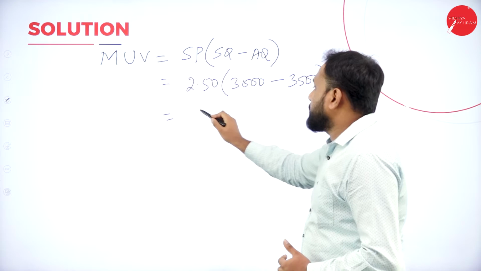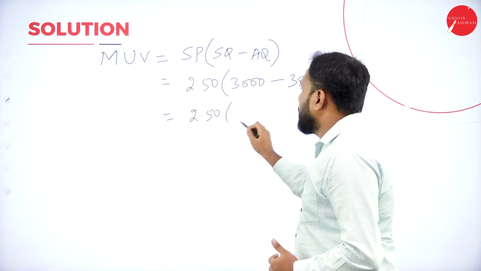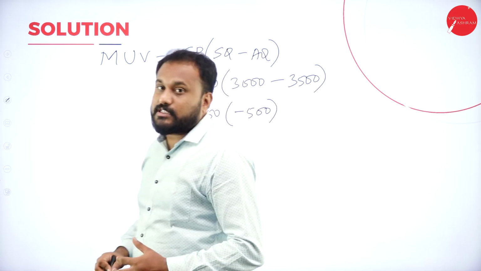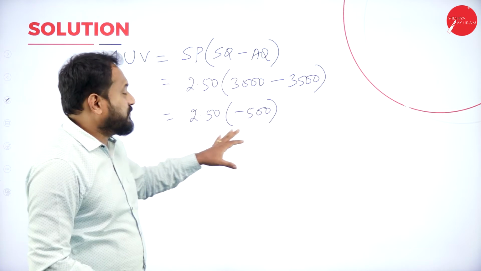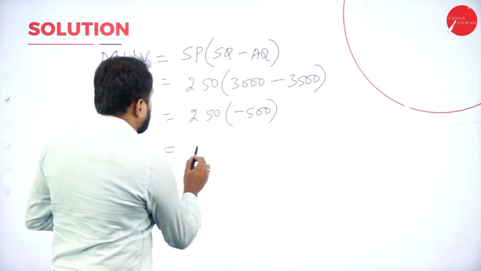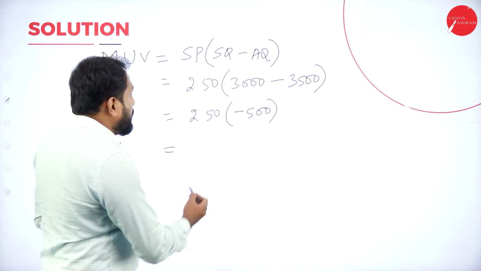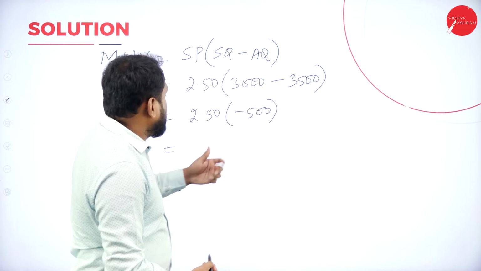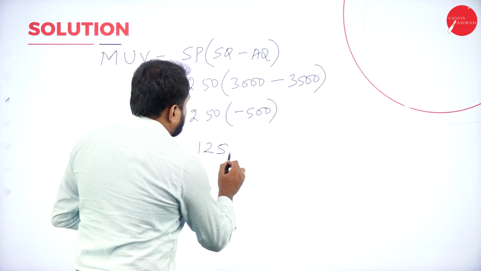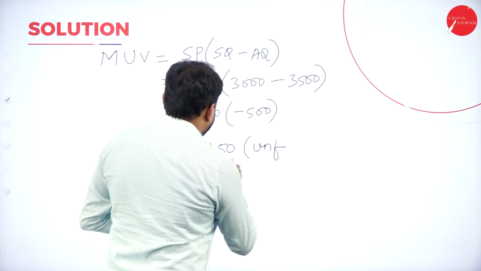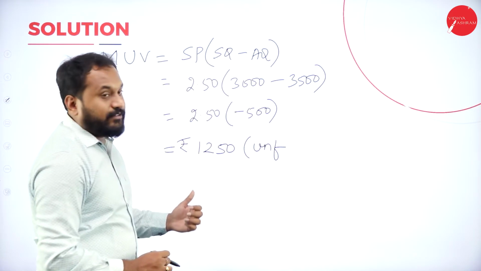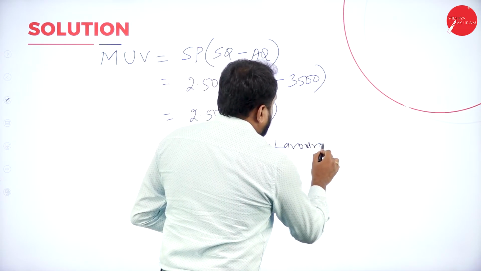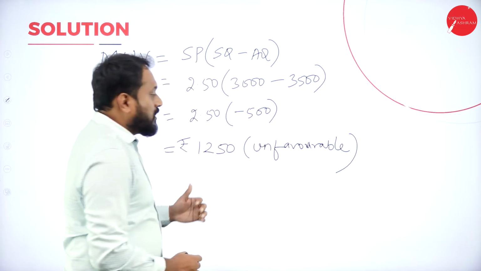Now if you go with it, is equal to. Now what happens here is 2.50, and here you got minus 500. If you understand these concepts here, it's very easy for you to write down everything. Though the negative sign is there, we get 500 into 2.50, that is 1250. Again it is unfavorable. You are supposed to write here rupees 1250, unfavorable. Done. Now we got this.